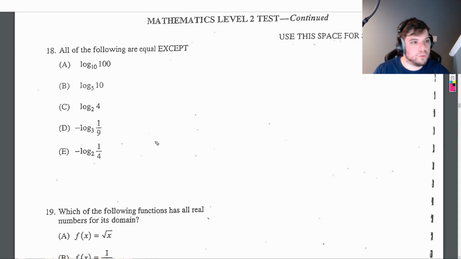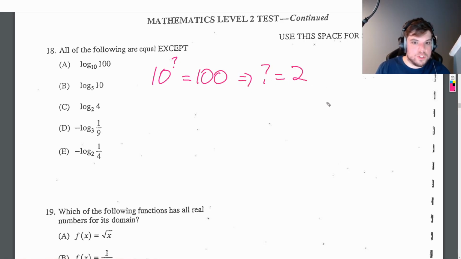Log 10 100, what does that mean? This is the exponent on 10 that gives us 100. In other words, 10 to what exponent gives us 100? Well, the answer to that is 2. So this one's 2. Okay, log 5 10, same idea.